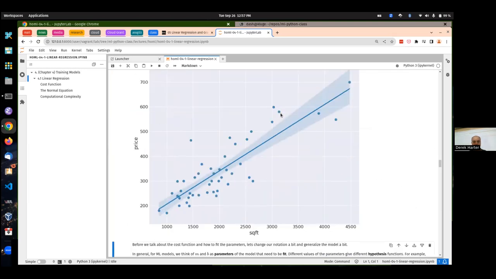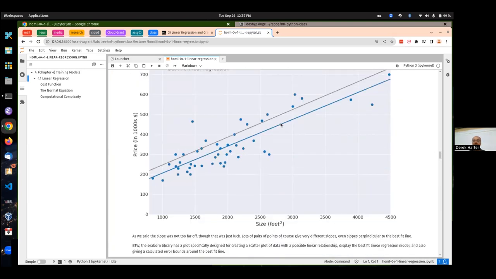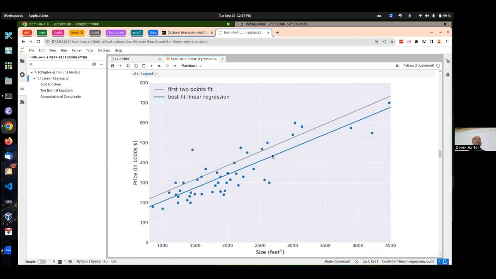What that means is, think about this line here. If I asked it to predict what the house price should be for a house of 2,500 square feet, an actual house of 2,500 square feet had a price of a bit over $400,000. But my prediction would be a little bit under that, right? Because all the predictions, the y hats, will be on the blue line here, if I make a prediction with this best fitting linear model.